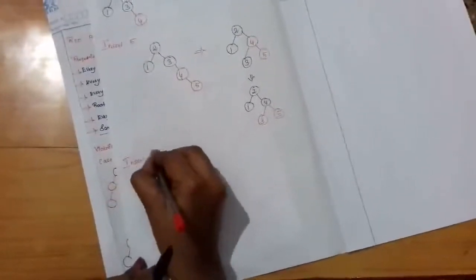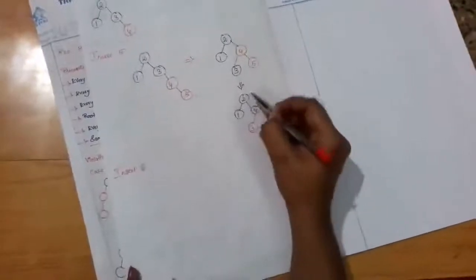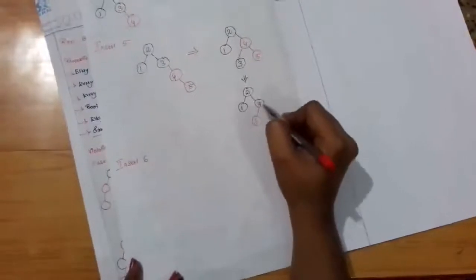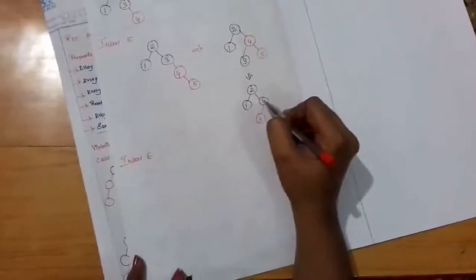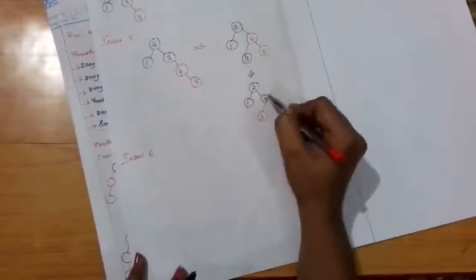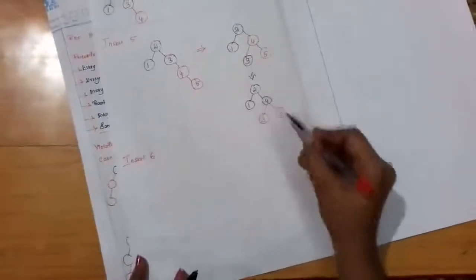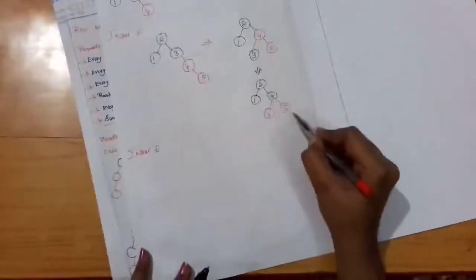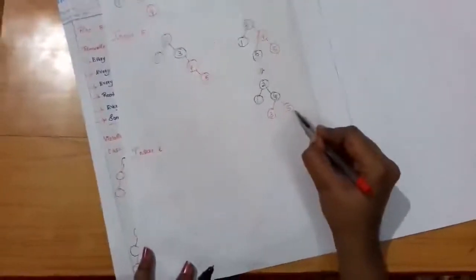Now we proceed with the insertion of 6. So 6 is greater than the root node, so we are going to proceed in the right direction. Again we encounter 4, which is lesser than 6. So again we are going to move in the right direction. We encounter the node 5, which is also lesser than 6. So we need to insert 6 as the right child of 5.